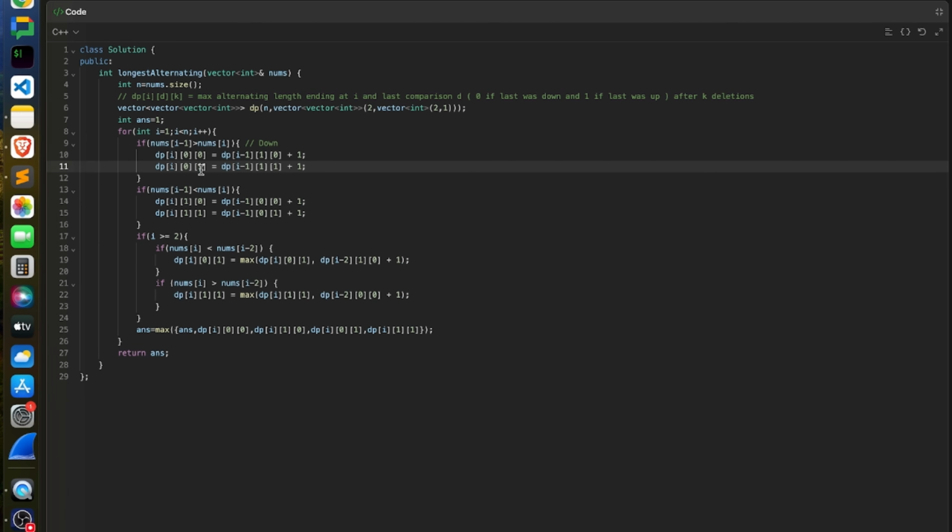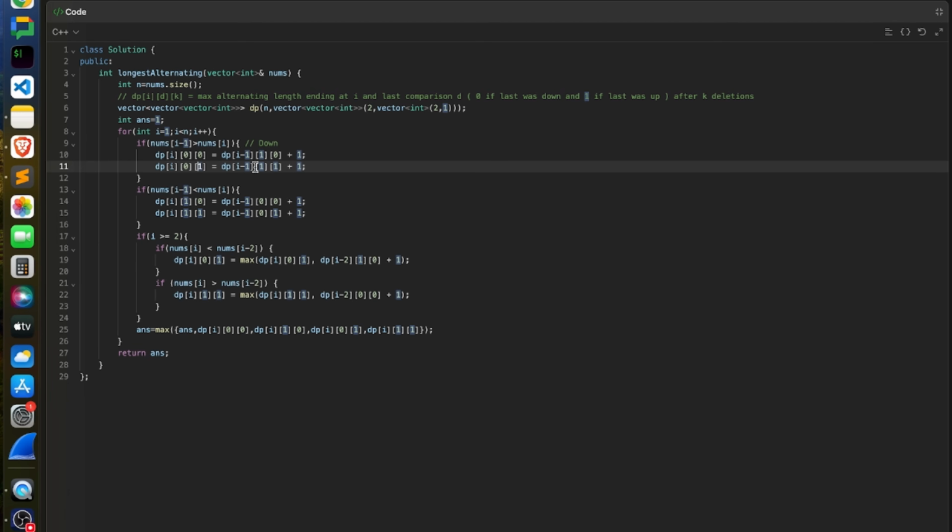So DP of I, 0, 1, right? 0 means the last comparison is down, and 1 means there is one deletion. So if you don't delete the current number, then it has to be one of the previous numbers, right?